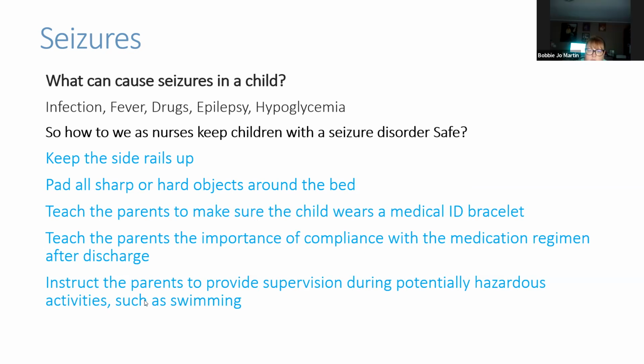If a child has seizures, make sure that they have an ID bracelet on. Today we've got cell phones that have this information, but sometimes you don't get that quick enough. A medical ID bracelet or a necklace, something. Make sure that parents and children that are old enough know they need to be compliant with the medications, because if their drug levels get low, they're going to have a seizure. And if a child is doing things like swimming, they can have a seizure in the swimming pool. Make sure that there's somebody there supervising. They can't go alone.